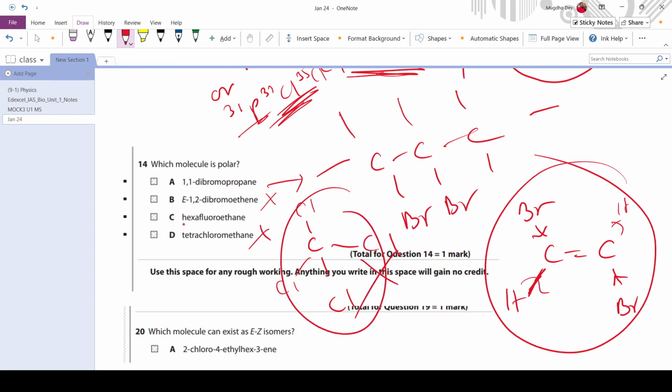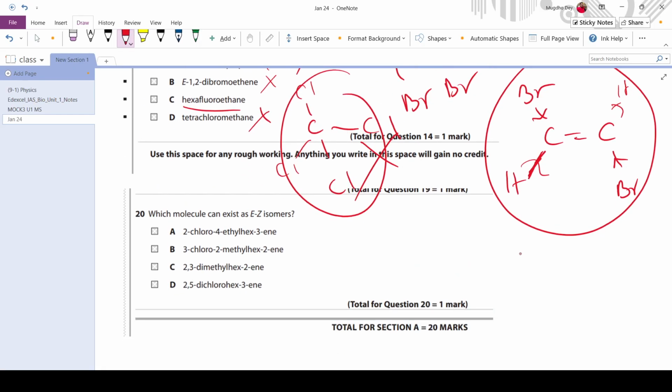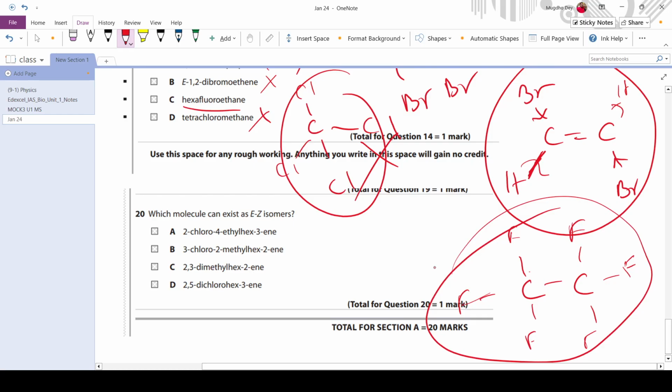If I talk about hexafluoroethane, something like this, right? Again, this is a symmetrical molecule, so all the dipoles cancel out each other. So we can clearly say that that's not the correct answer.